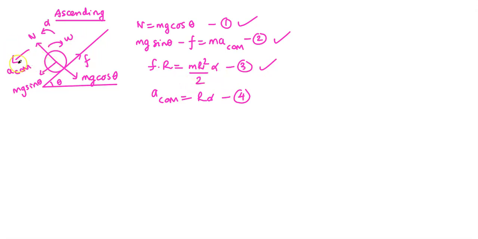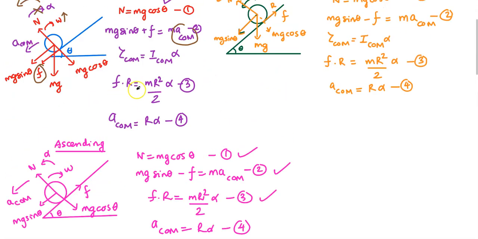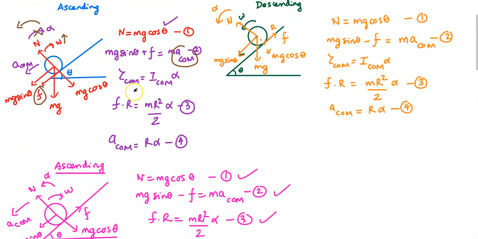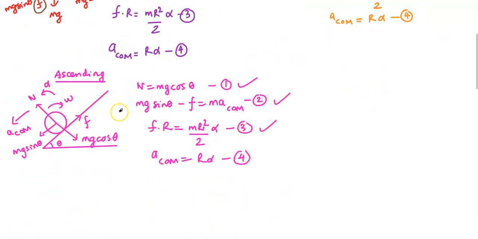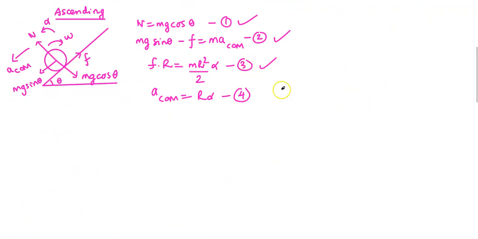And if you notice, the acceleration of the center of mass and alpha are in the same sense. That was another clue for us that we went wrong earlier, because the acceleration of the center of mass was in the downward direction, while alpha was in this sense, which is an upward sense, right? So that was another clue that we went wrong earlier.